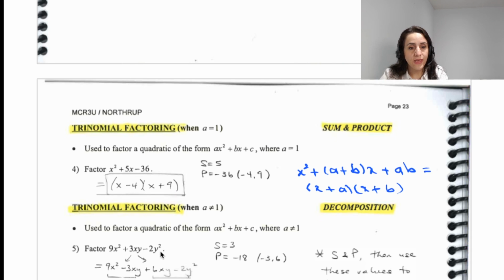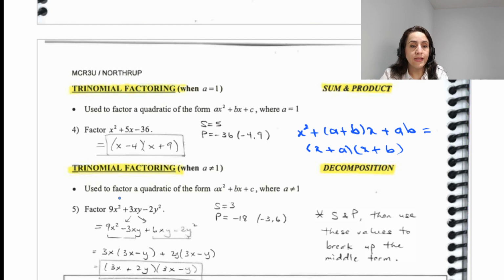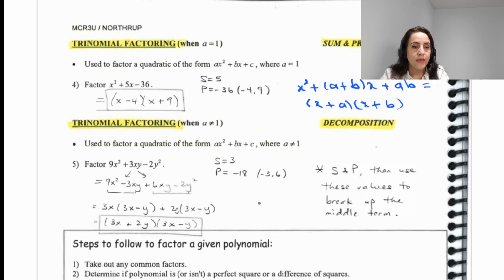But this formula doesn't work if the leading coefficient, the a coefficient for x squared, is not 1. It just works if that one is 1. If I have something like that, let's see what I have to do. For example, I'm factoring 9x squared plus 3xy minus 2y squared.